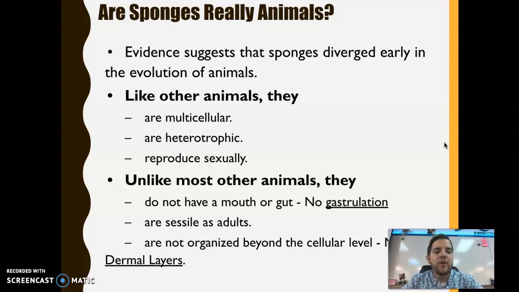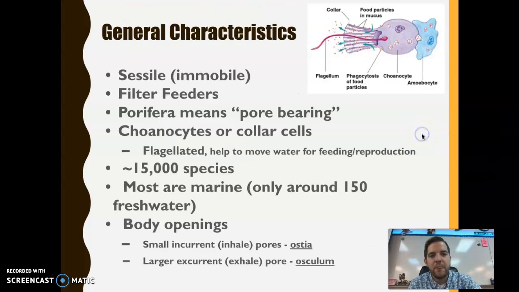We said there are those animal architecture things, those 1 through 6 Roman numerals. Those are the things that help separate animals into their different phyla. And so sponges were separated because they don't undergo gastrulation. As a result, they don't have any dermal layers, and they are only organized on the cellular level. They have no tissues. So general characteristics of sponges: they are immobile, they're sessile, they don't move.